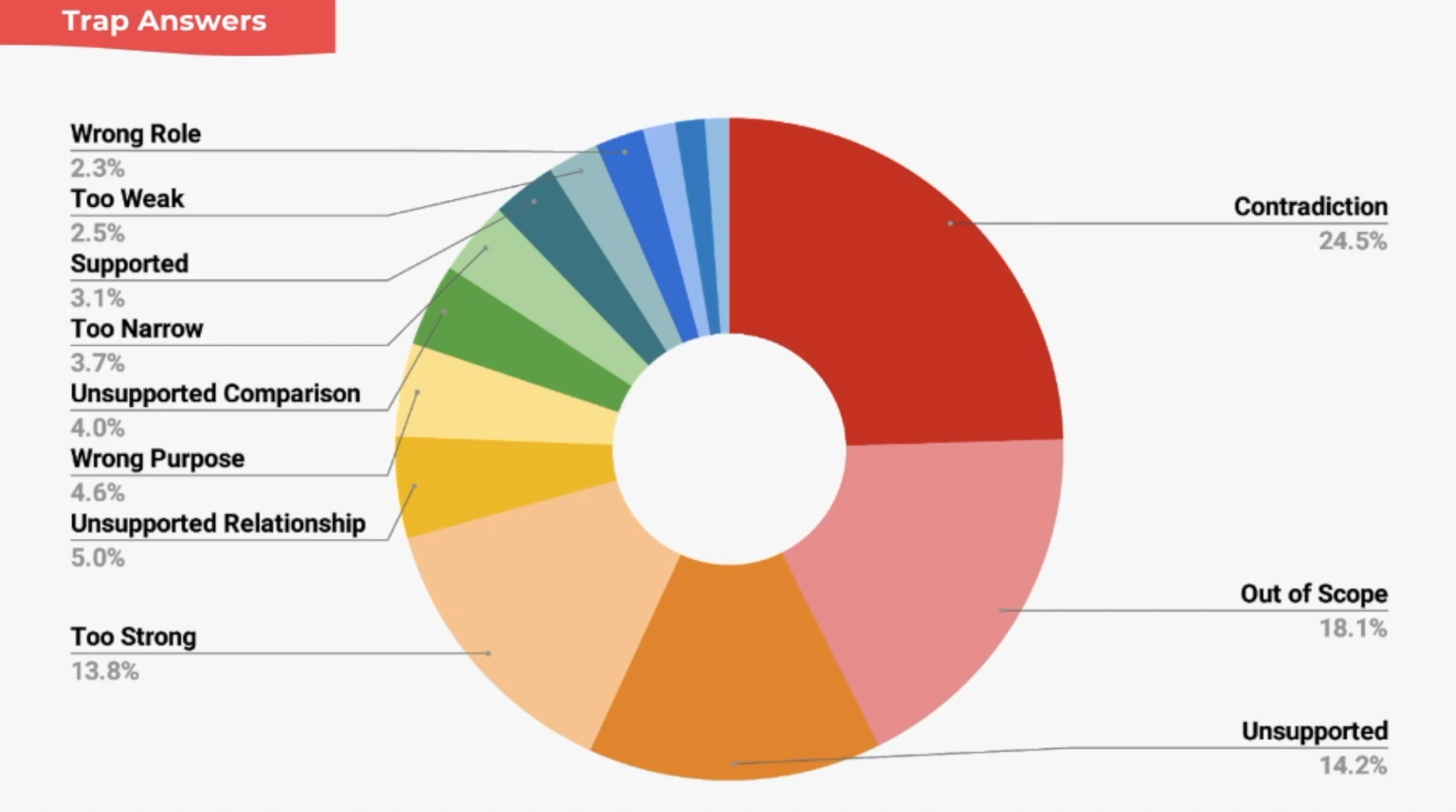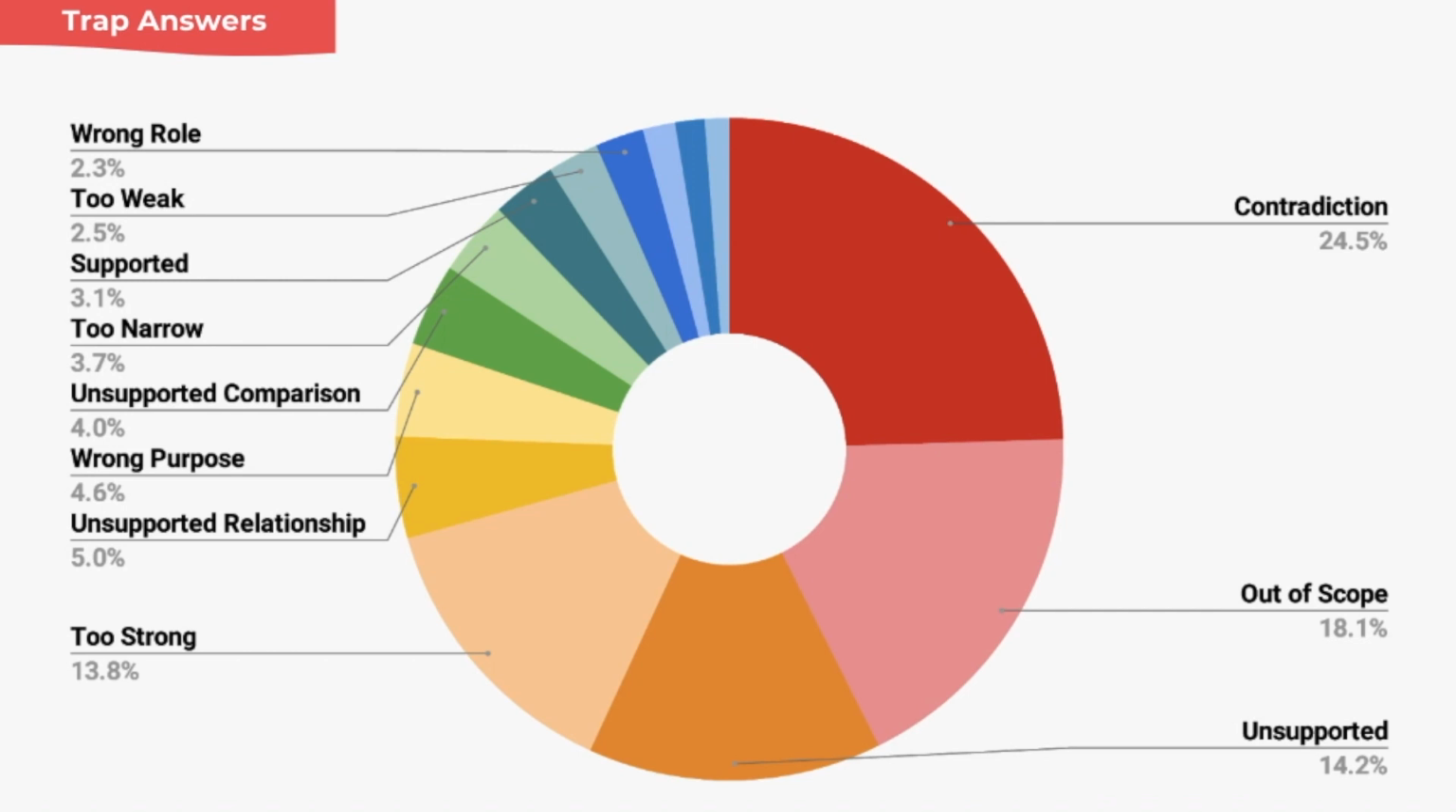On the other side, at the bottom left, too strong is about 14% as well. So answer choices that go beyond what you know based off of the information in the passage. Unsupported relationships are about 5%, meaning it's a specific type of unsupported, where they're building this connection between two things in a way that hasn't been supported in the passage. Wrong purpose is about 5%, meaning that they're describing the wrong purpose of a claim. Unsupported comparison is again another specific form of unsupported, but they're building a comparison between two ideas, and that comparison is not substantiated in the passage.